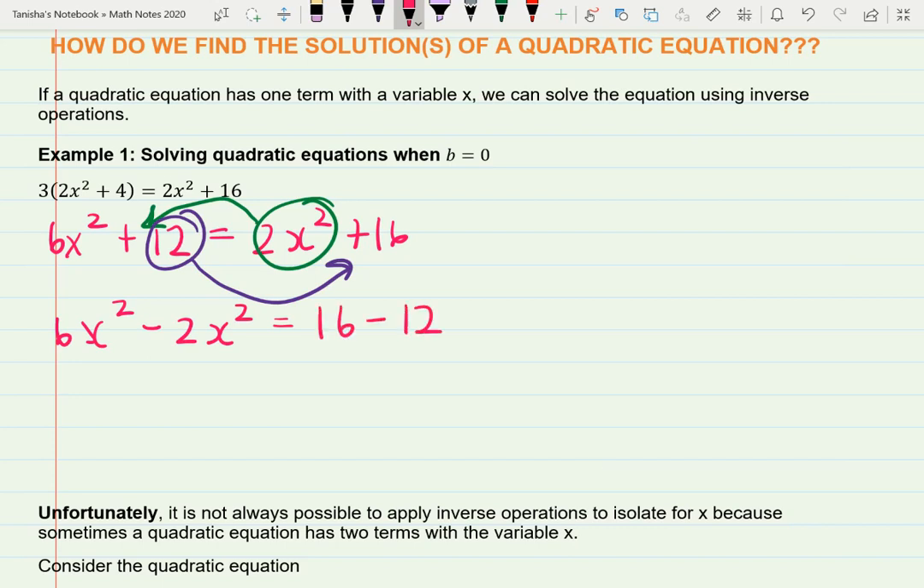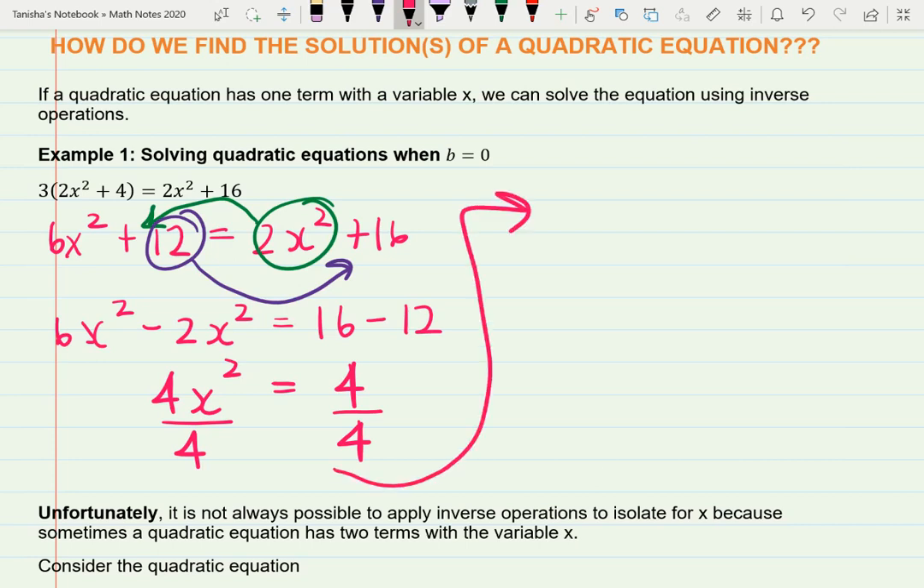So my two terms are positive on their respective sides of the equal sign. As I move them to opposite sides, they change to negatives. And I'm going to collect my like terms. So 6x squared minus 2x squared, that's equal to 4x squared, equals 16 minus 12, that's equal to 4. Dividing both sides by 4 to eliminate the 4 being multiplied to the x squared. Let me move my work up here. So I have x squared equals 1.